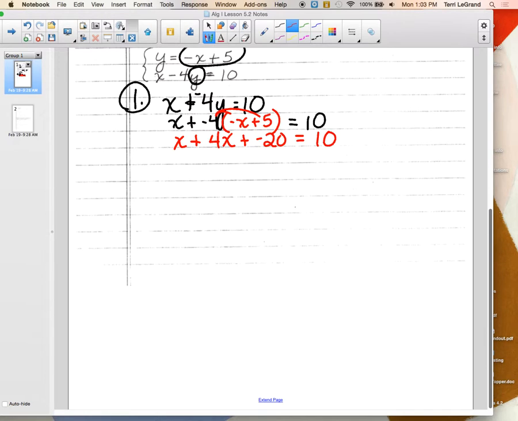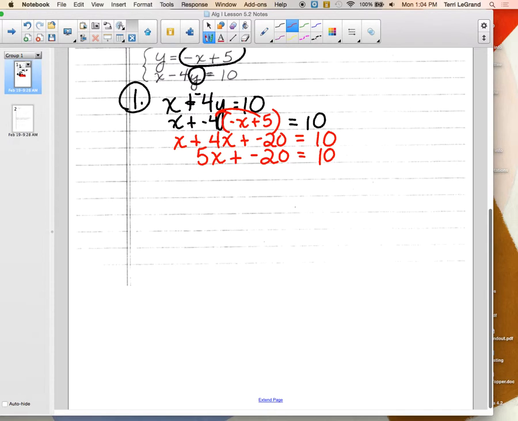We're still not really ready to solve this. We still have some more simplifying we can do. Put the x's together. Yeah, let's bring those x's together because they're on the same side. So we have 5x plus negative 20 equals 10.